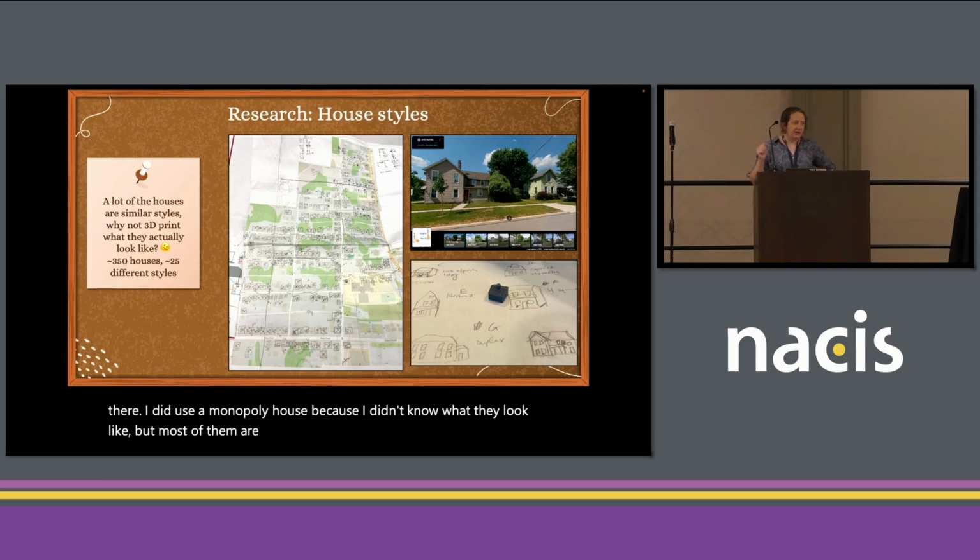So I went around, and I did do this on Street View, so that made it a little easier, and kind of wrote down. I ended up with 25 different house styles in the neighborhood and 350 houses to 3D print.